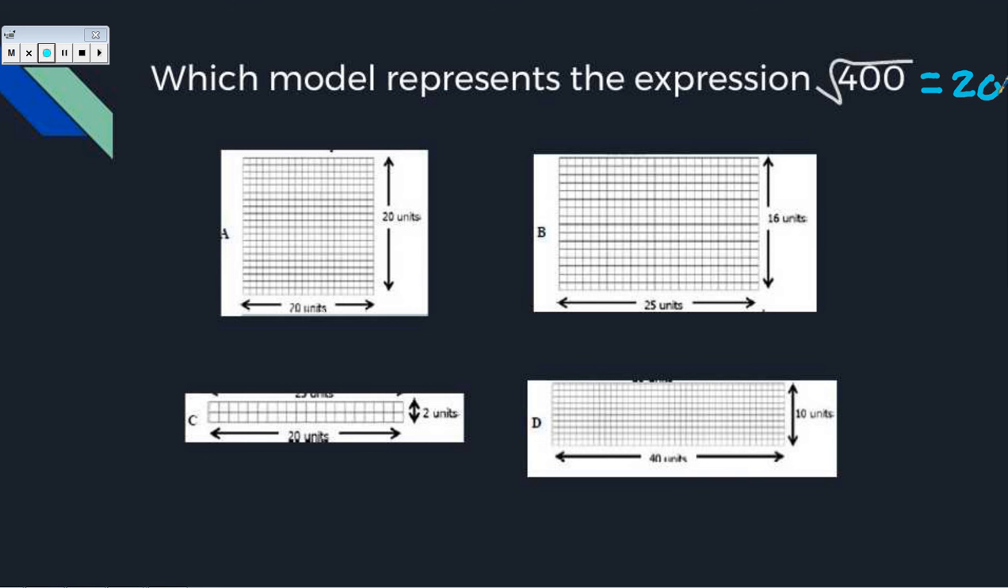So if we're talking about a square root of 400, and the answer there is 20, remember that the definition of square root is that we have two roots that are equal. So 20 times 20 is going to give us 400. If we're talking about square roots, we should probably be looking for some sort of square that is 20 by 20. So which one of these options do you think best represents 20 by 20 or the square root of 400? Take a minute to find your answer.